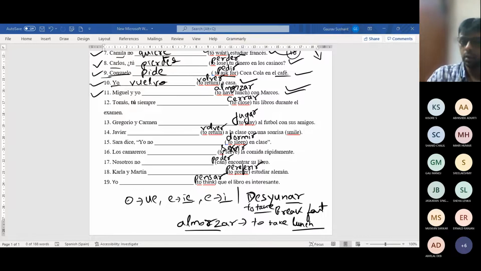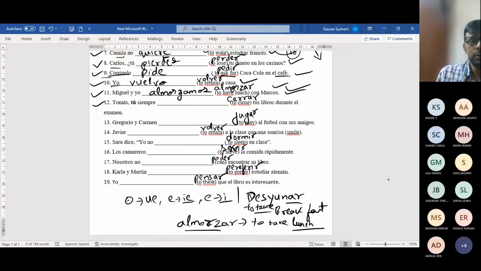So number 11, let me ask Prakash Makhija, can you try this one? Miguel y yo almorzamos con Marcos. Very good. Tell me the meaning also. Miguel and I want to have lunch with Marcos. Where is want here? There is no want. Simply, Miguel and I have lunch with Marcos. That's it.